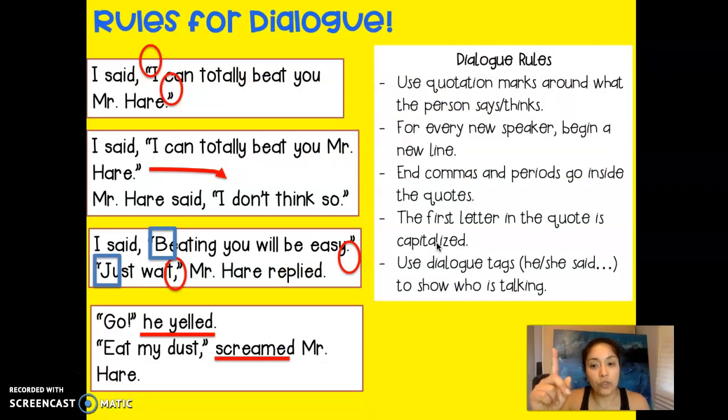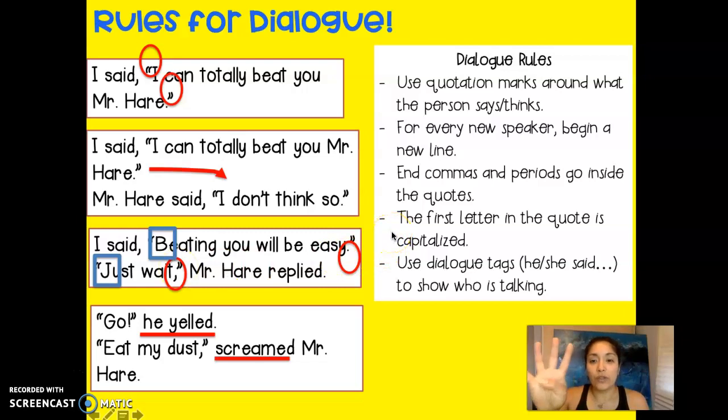The first rule was, remember that we always start and end dialogue with quotation marks. The second rule, for every new speaker, you start a new line. Number 3, we end our dialogue with punctuation that goes inside the quotation mark. So notice how this period is inside the quote. This comma is inside the quote.